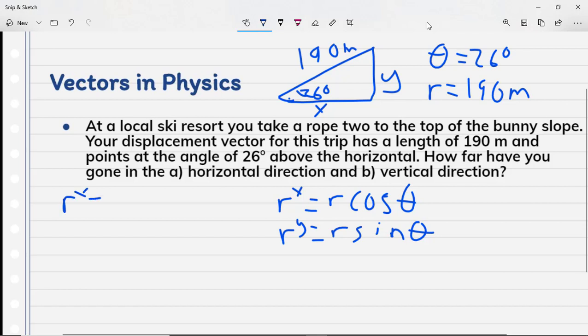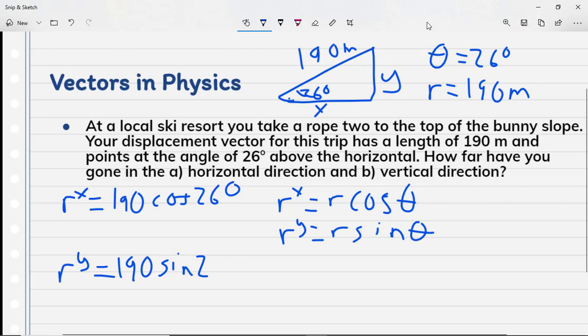So r of x equals 190 cosine of 26 degrees, and r of y equals 190 sine 26 degrees. And now we just plug into our calculator and solve. So r of x is 170 meters. The r of y is 83 meters.